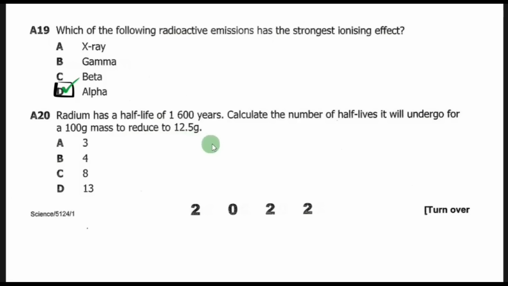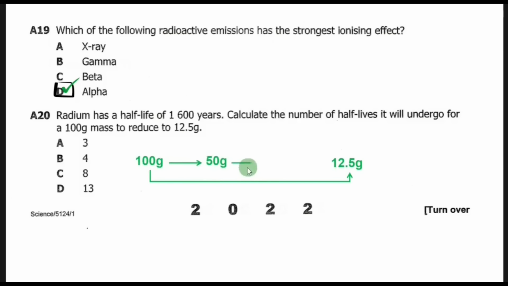So what you should do is just get 100. This 100 grams must reduce to 12.5 grams. So it must move from 100 to 12.5. The first half-life, if it has to take place, this one must reduce to 50. For another half-life, if you divide this one, it goes to 25. If you divide this one, that's when it goes to 12.5. So now when they say calculate the number of half-lives, how many half-lives has it undergone?